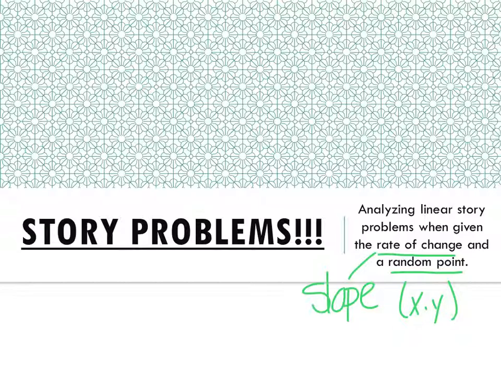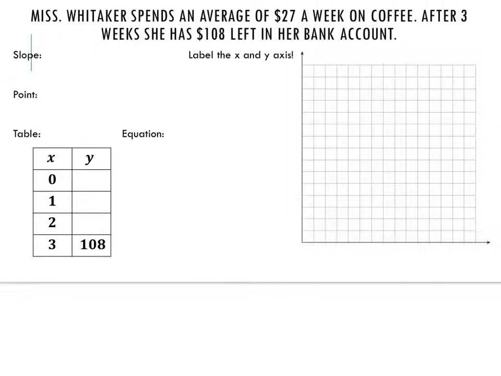That being said, let's go ahead and do our first example. Actually, our only example, and I made it about me. Miss Whitaker spends an average of $27 a week on coffee, which is probably an underestimate. I bet you I spend more than that. After 3 weeks, she has $108 left in her bank account. We're going to do a whole bunch of stuff with just this little word problem right here.